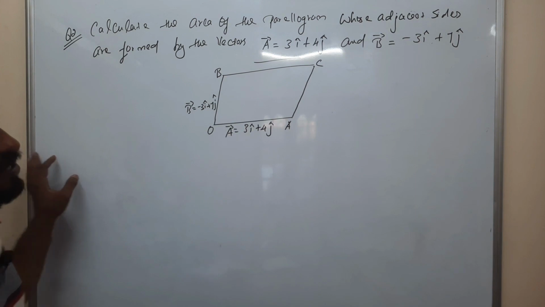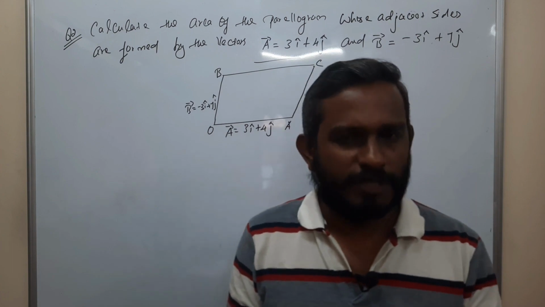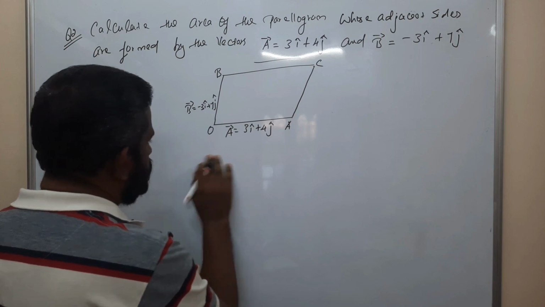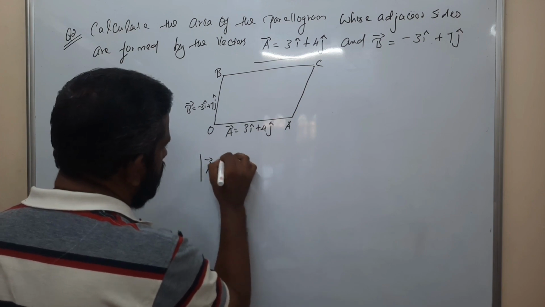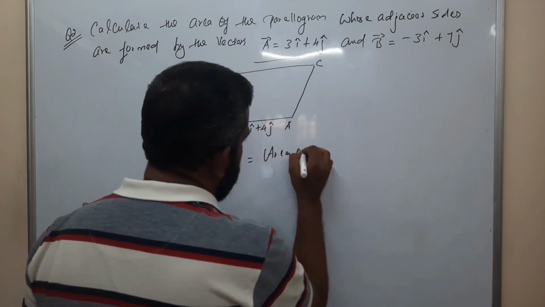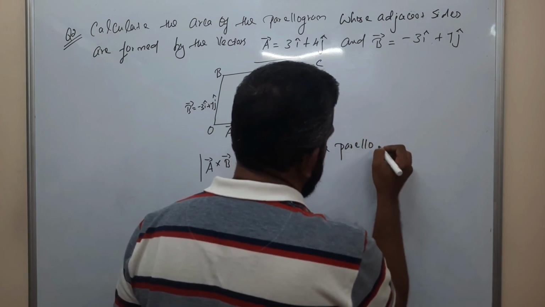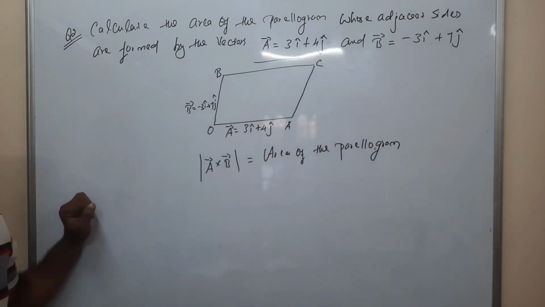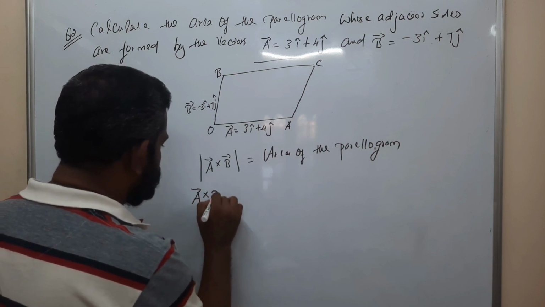Okay. So we have studied that if two vectors form the adjacent sides of a parallelogram, what is the area of the parallelogram? That is the magnitude of the cross product, modulus of A cross B, equal to the area of the parallelogram. So first we have to find A vector cross B vector.